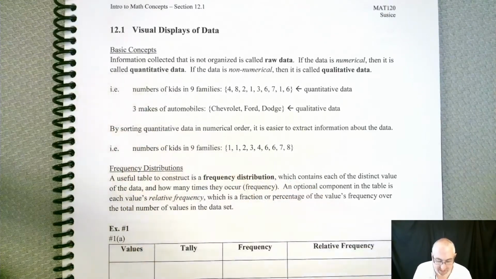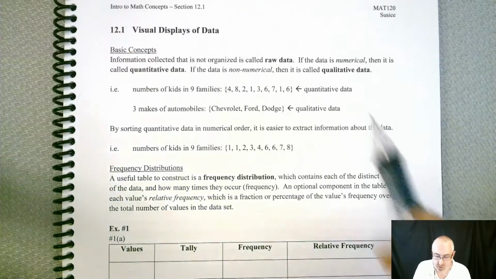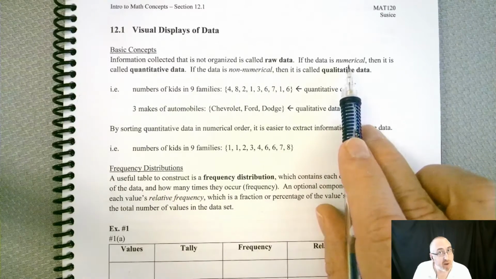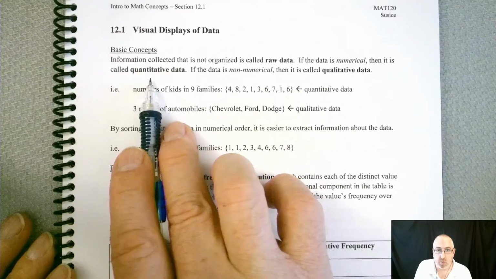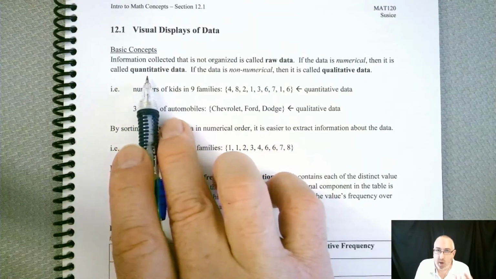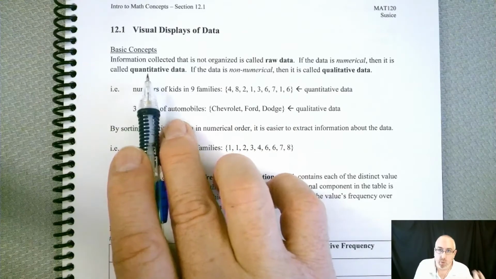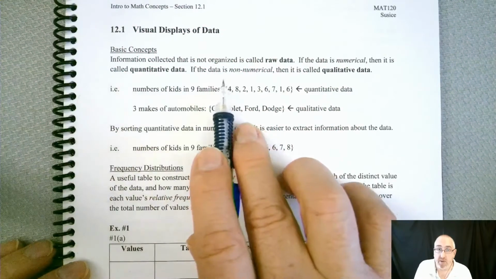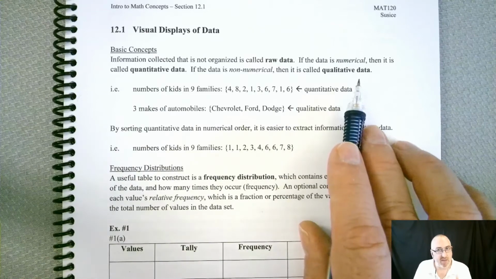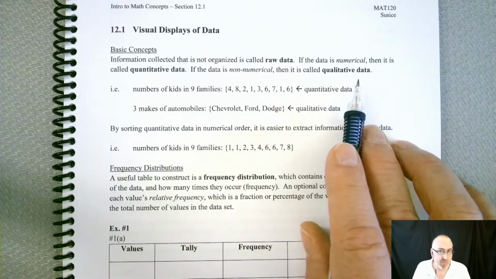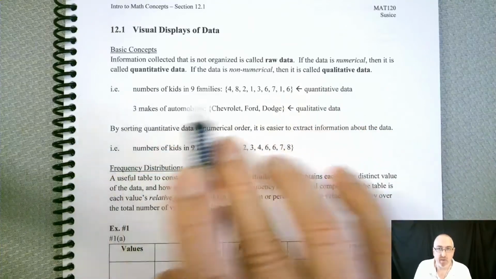Information collected that is not organized is called raw data, depending on how you want to pronounce it. Within that realm of raw data, there are two major types. If the data is numerical, which is what we primarily like because we like numbers, then it is called quantitative data. The way to think of that is that it has a quantity, it has a size to it. So numerical is quantitative. But if the data is non-numerical, then it is called qualitative data. It doesn't have a size to it, but it has a quality to it. So qualitative is non-numerical, quantitative is numerical.